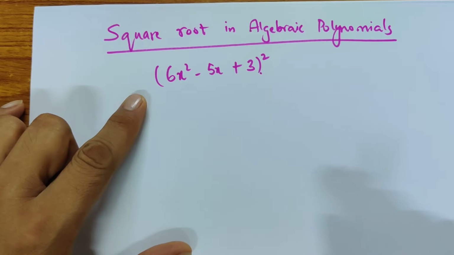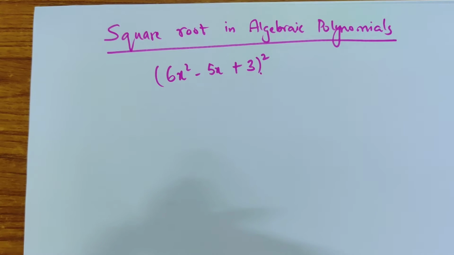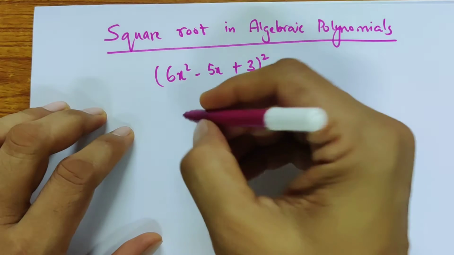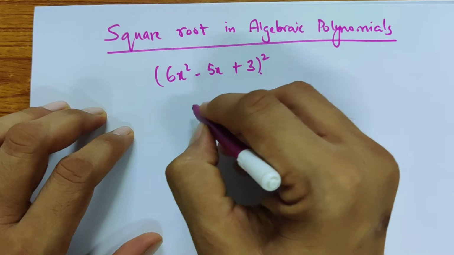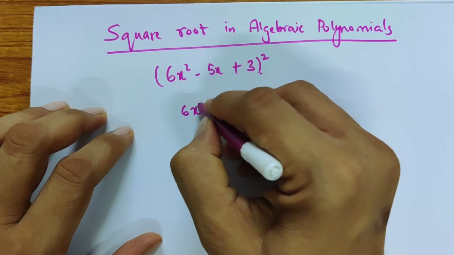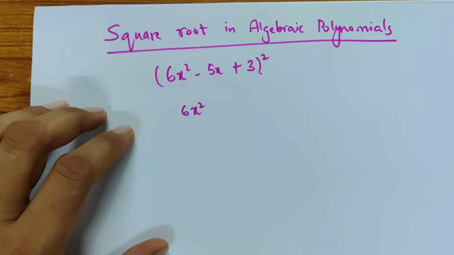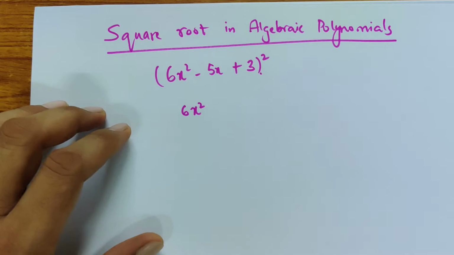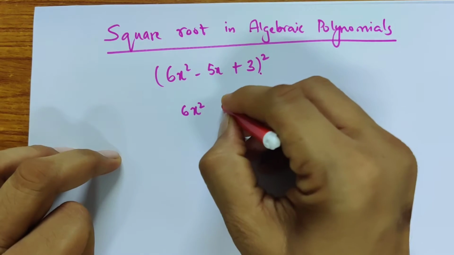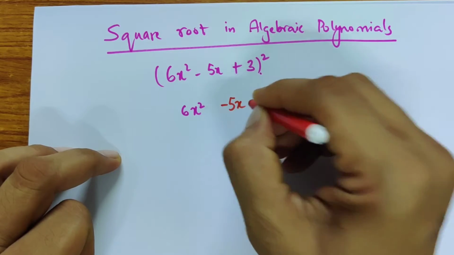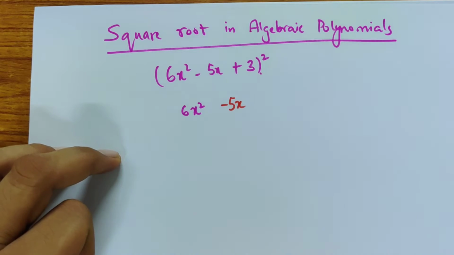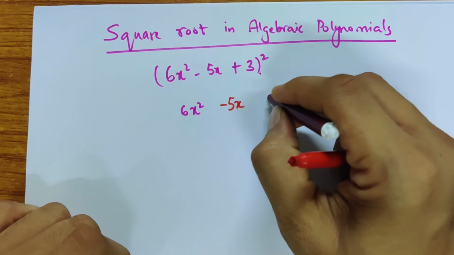So we're going to look at square roots in algebraic polynomials, and essentially if we look at 6x squared, we're going to start with looking at squares and then we'll go to square roots. The second term is minus 5x, and then you have plus 3.